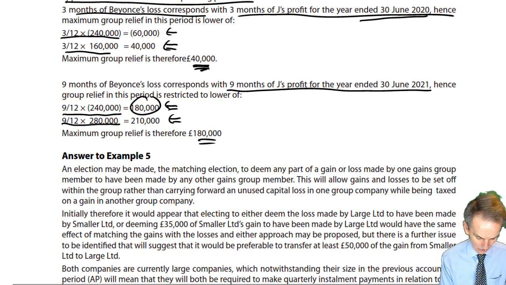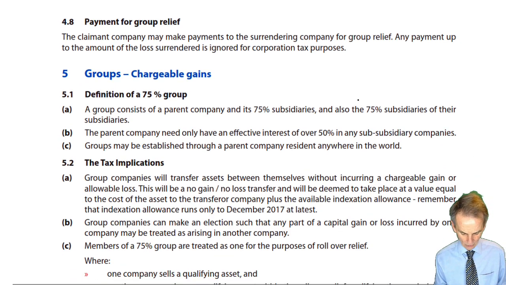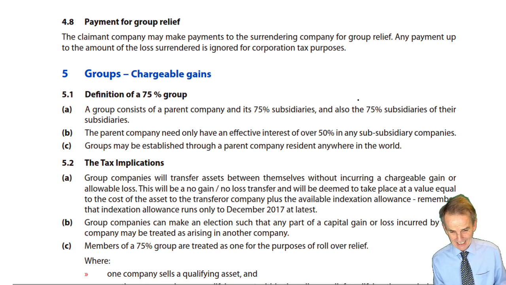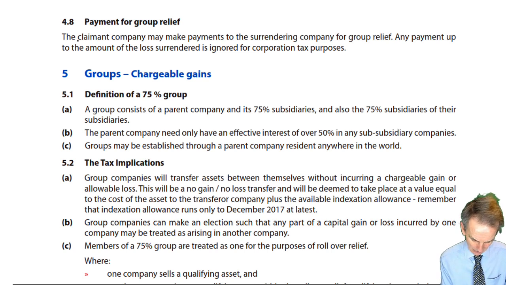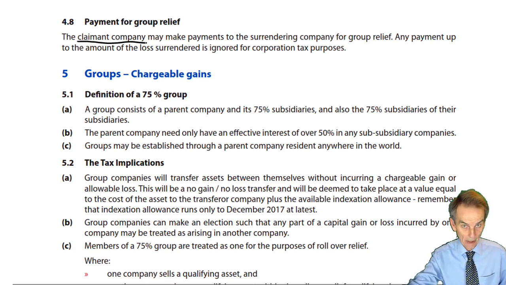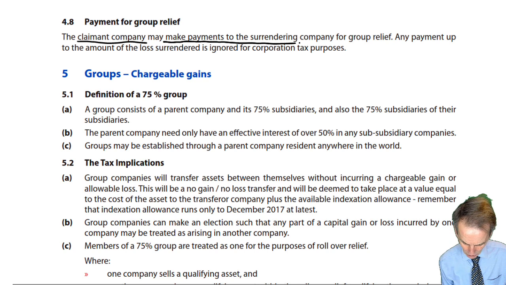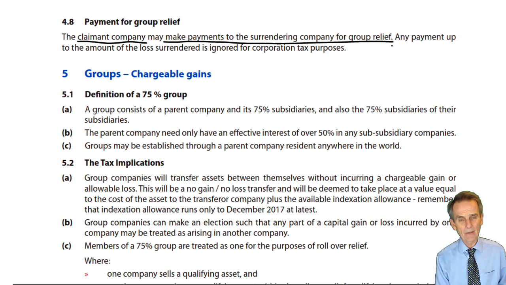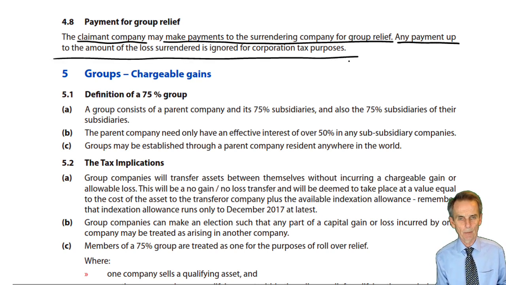Okay, going back to your notes now, one final thing as regards group relief. It probably won't be an issue, but I'll mention it just in case. And it's not going to make any difference, by the way, to what you do. But the claimant company, the company that's getting the benefit of some other company's loss, the surrendering company, may make payments to the surrendering company for the benefit of the group relief. Any payment up to the amount of the loss surrendered is ignored for corporation tax purposes.